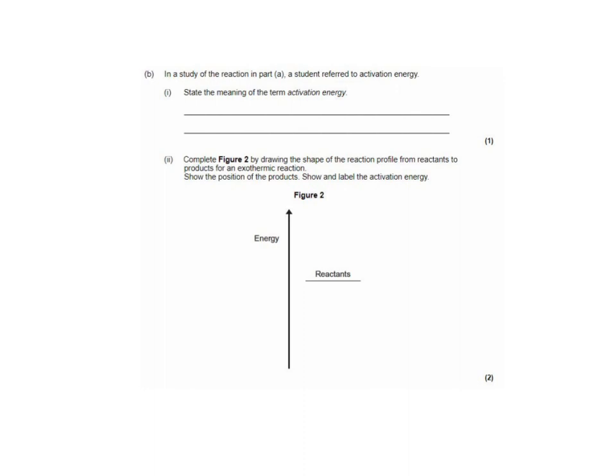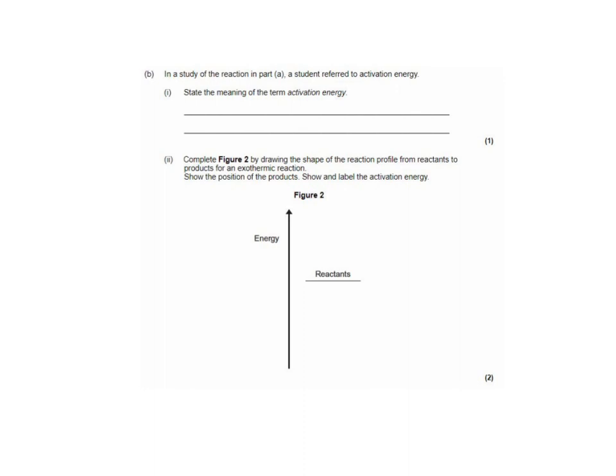Okay. Complete figure 2 by drawing the shape of the reaction profile from reactants to products for an exothermic reaction. Show the position of the products, show and label the activation energy. So exothermic energy is being released to the surroundings, so the reactants are going to have more energy than the products, so we only need a line for the products further over in time, and it's going to be below the reactants, and you should label that products. I'm just going to put a P.